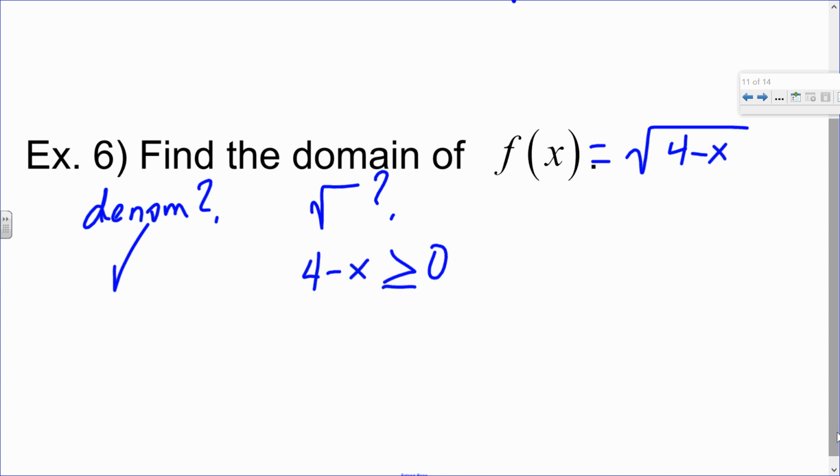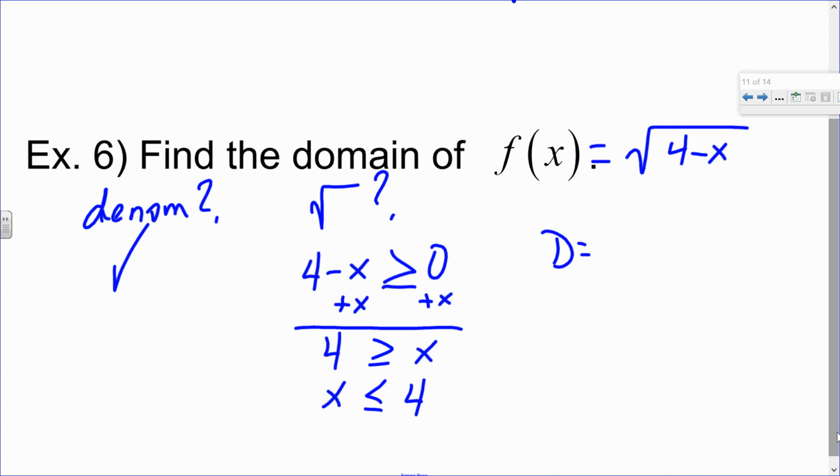Now, I could subtract 4 from both sides and have minus x is greater than or equal to -4, but then when I multiply by the -1, I have to remember to turn that sign around. I personally do better if I think of it as I'm going to add x to both sides. So I have 4 is greater than or equal to x, and then I'm going to turn it around so my restriction can start with x. If 4 is bigger than x, that means x is smaller than 4, so x is less than or equal to 4. So this time my domain is all of the x's that are real numbers such that x is less than or equal to 4.